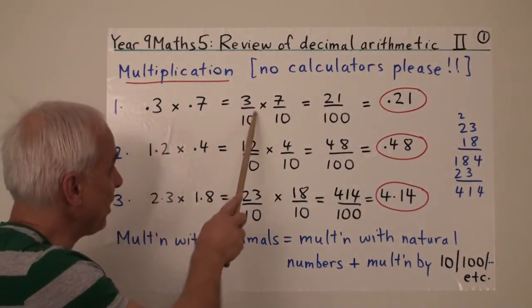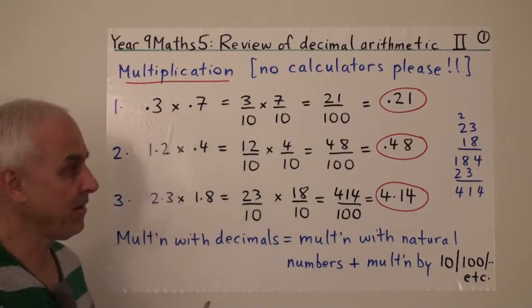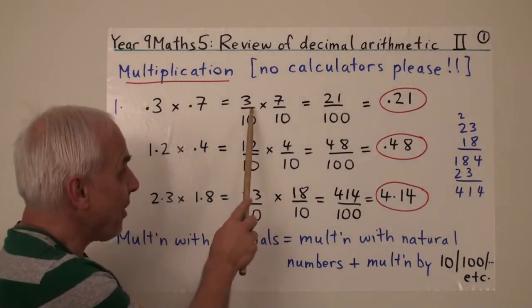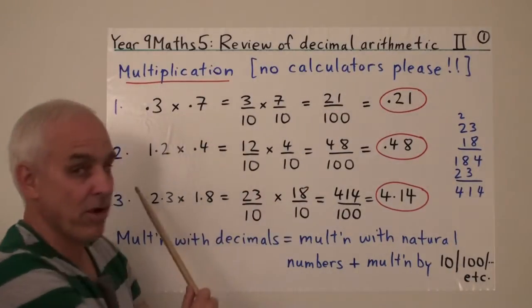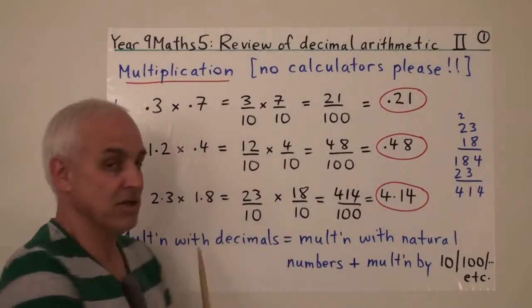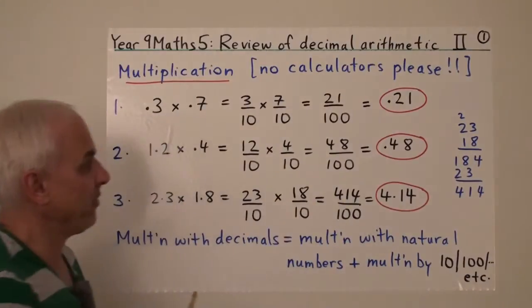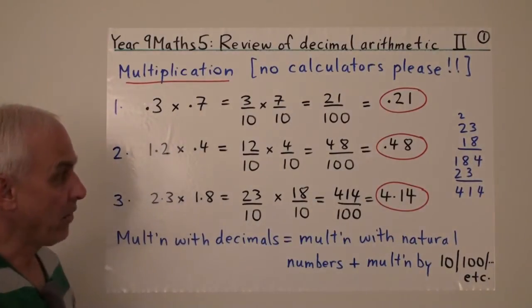0.3 is the same as 3 over 10. 0.7 is the same as 7 over 10. Multiplying these is easy because, to remind you, to multiply one fraction by another, you multiply the numerators and you multiply the denominators. So this is 21 over 100. And that's 0.21. How do I know that?